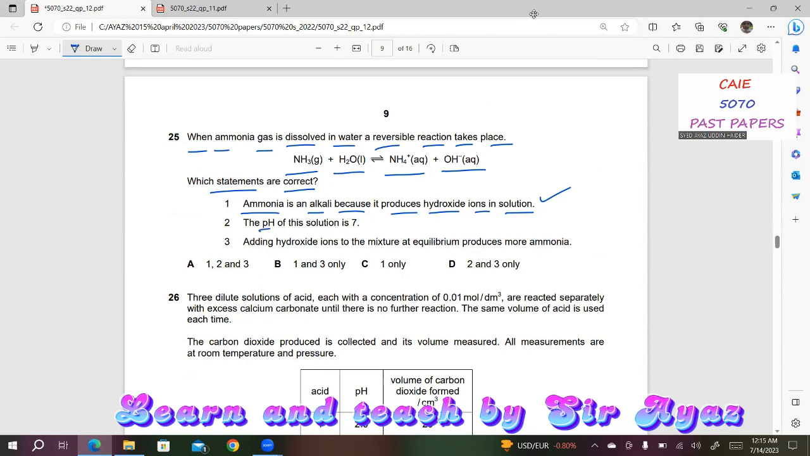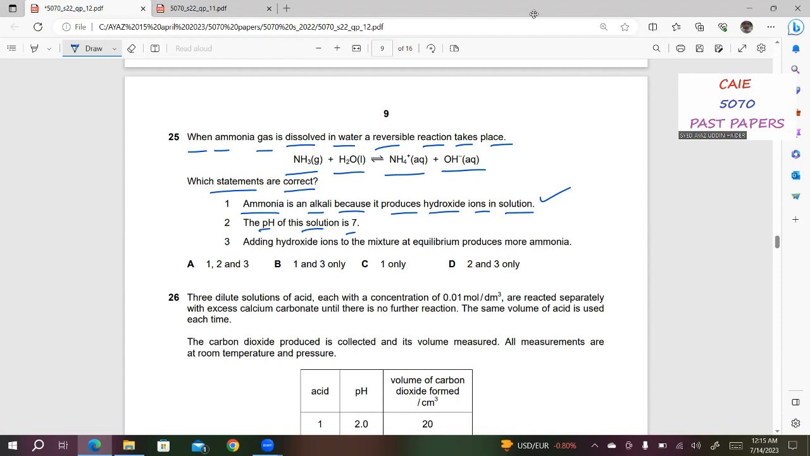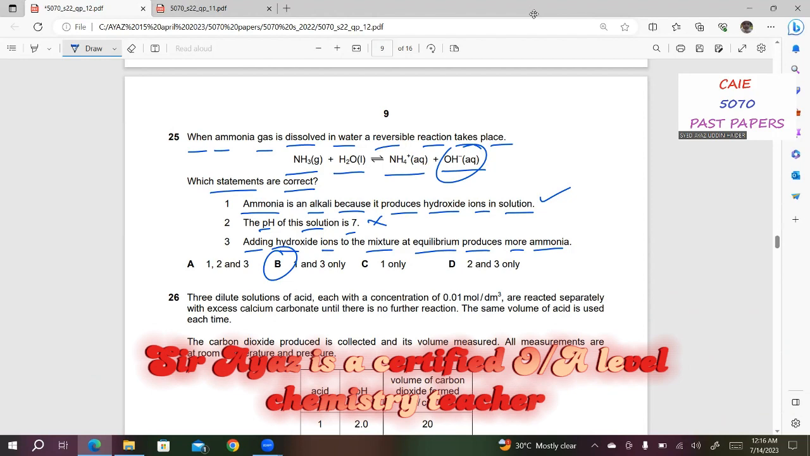Number 2, the pH of this solution is 7. This is incorrect because the pH of the solution can't be 7 because of the higher concentration of OH- ions. The pH of the solution should be above 7. Number 3, adding hydroxide ions to the mixture at equilibrium produces more ammonia. This is also correct because if you add more hydroxide ions, the equilibrium will shift to the reactant side, which means there will be more ammonia. So B will be the right answer for this question.